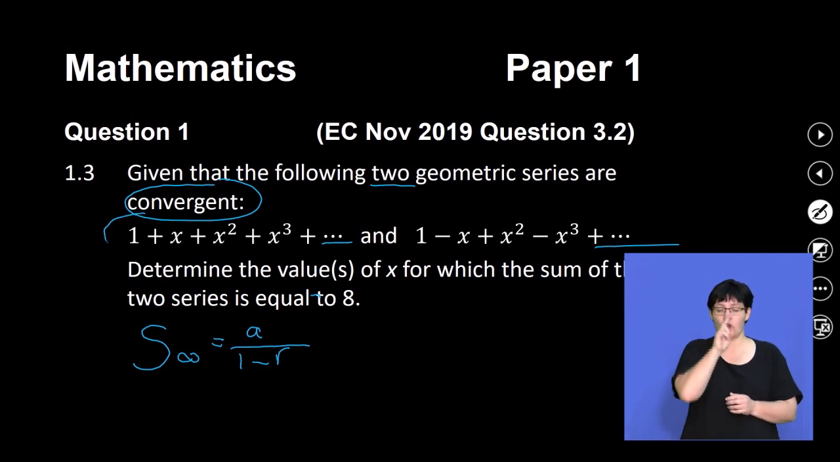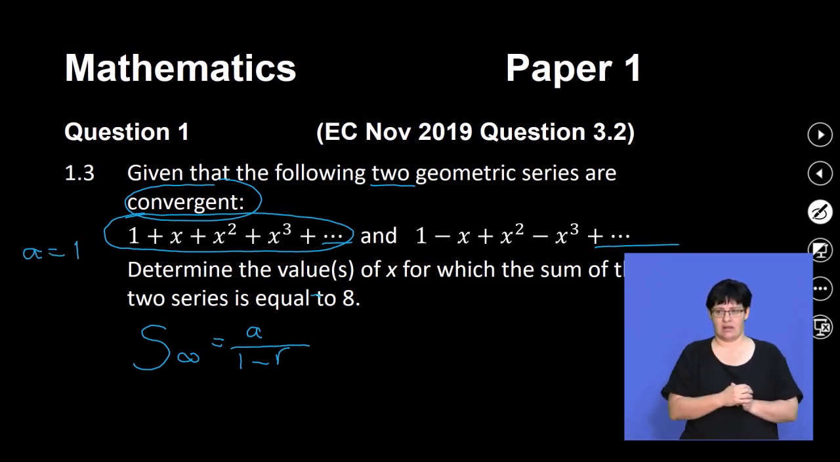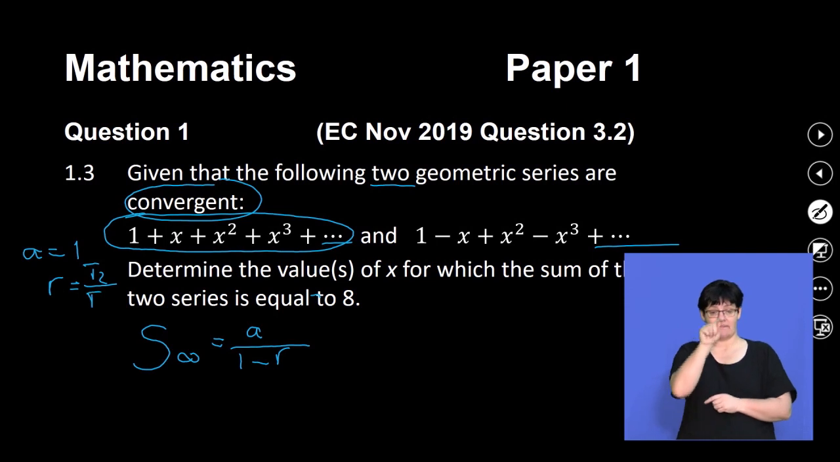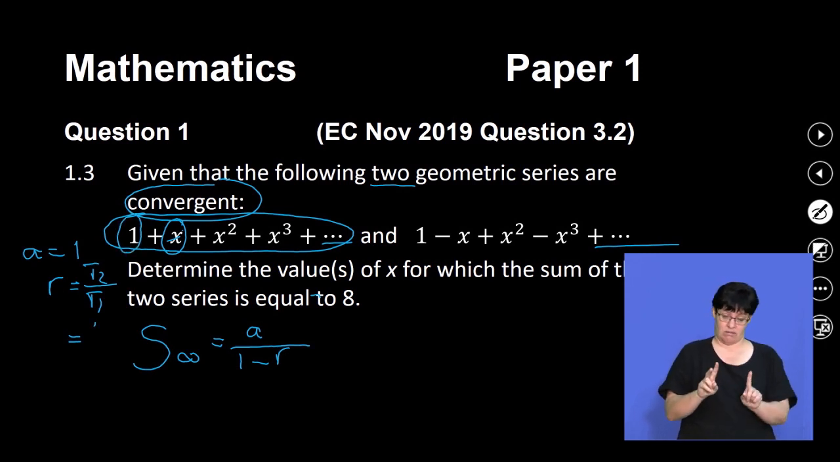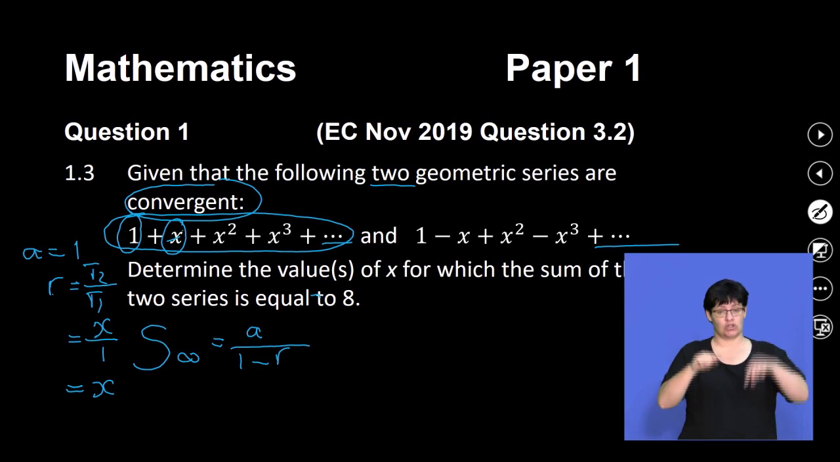So if we look carefully at our first series, we can see that very obviously a is equal to 1. To get our ratio, we could probably just get it by looking at this one, but just to be sure, let's take term 2 and divide it by term 1. So we can do term 2 divided by term 1. And we can see that that is equal to, there's term 2 and there's term 1. So we have x over 1, which is equal to x. So therefore our ratio is equal to x.